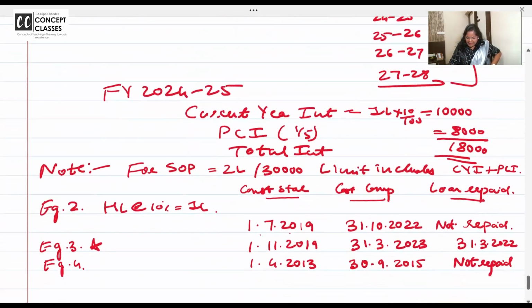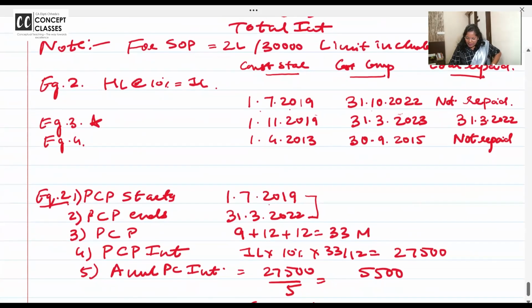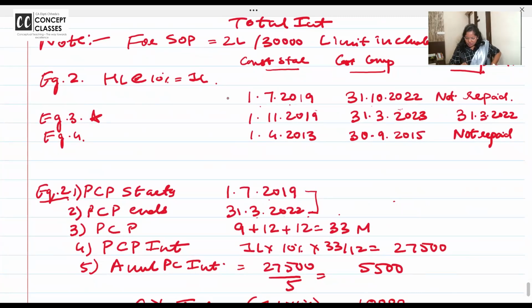Now coming to the second example. Here the construction is over in October 22. So what is the 31st March prior to that? 31st March 22. And then these months, and then this, then this, then this.